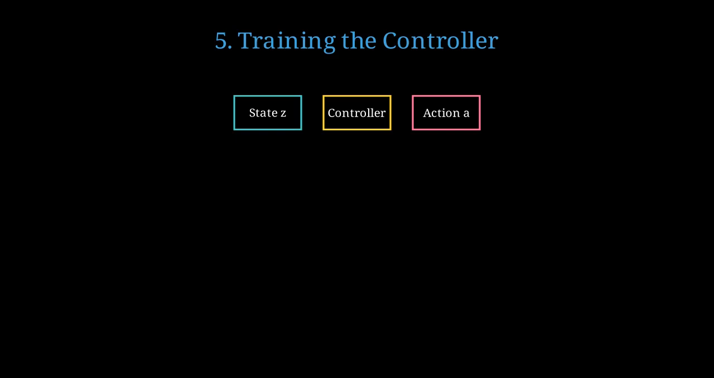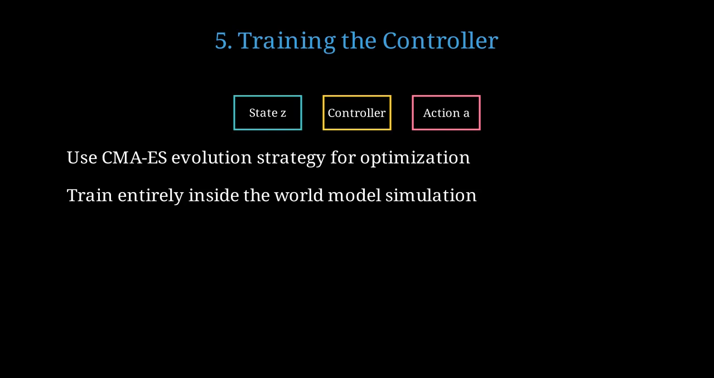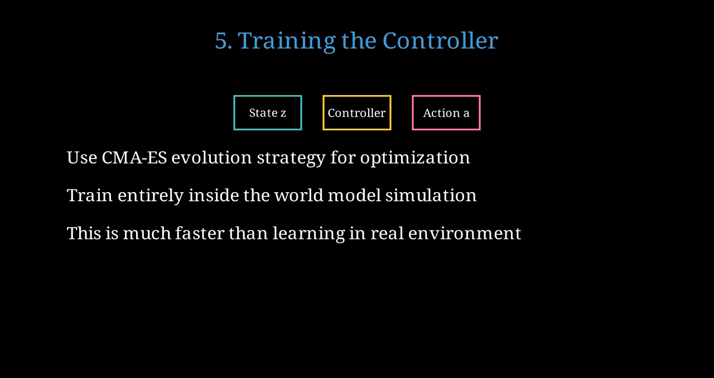Finally, we train the controller that decides which actions to take. The controller is a simple linear model that maps the current state directly to action probabilities. Instead of gradient descent, we use the CMA-ES evolutionary strategy to optimize controller parameters. The amazing part: we can train the controller entirely inside the learned world model, never touching the real game. Training in the simulated world is orders of magnitude faster than trial and error in the actual game environment.